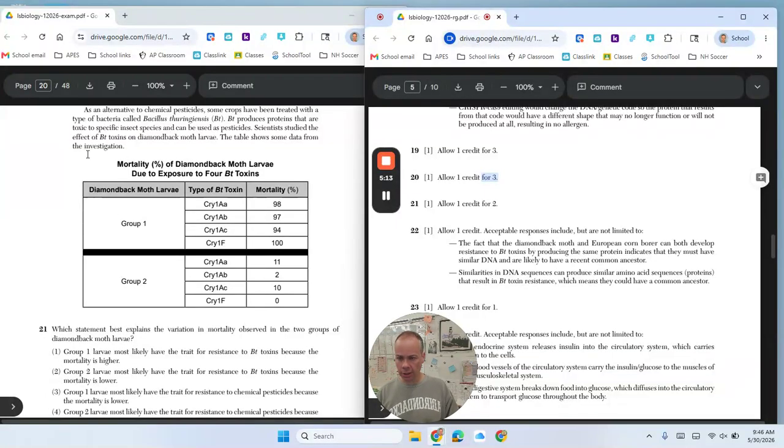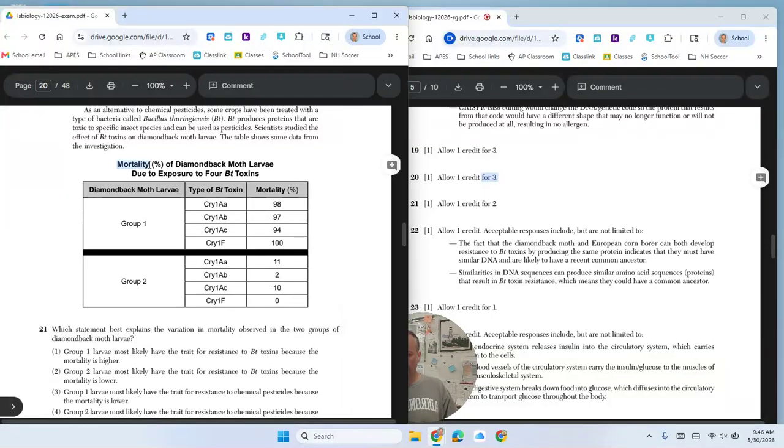And so we look at our data. Again, what we're looking at is the mortality percentage. So how many of these moths died due to exposure to 4 different versions of Bt toxins, shown here in this middle column of the data. We have 2 groups of moths that were exposed, and then we have the mortality in those groups and how the mortality varied with these different types of Bt toxins. And we see significant differences here between group 1 and group 2.